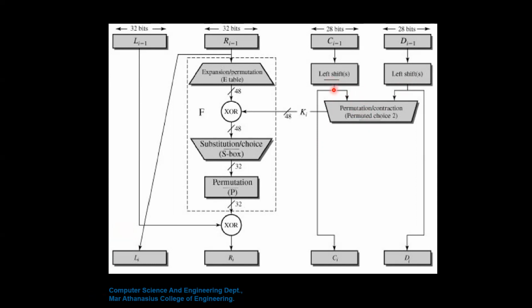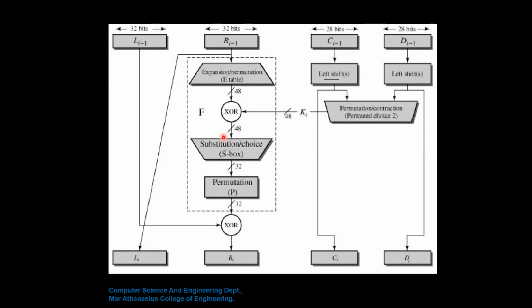And a copy of the same is kept, and this is given as input for the subkey generation algorithm for the next round. So for the round I plus 1, this Ci and this Di is going to be the input. Again, they perform the left shift and all this stuff. And again, the number of bits it has to left shift is based on that particular table. So now we generated one subkey called Ki for this round.